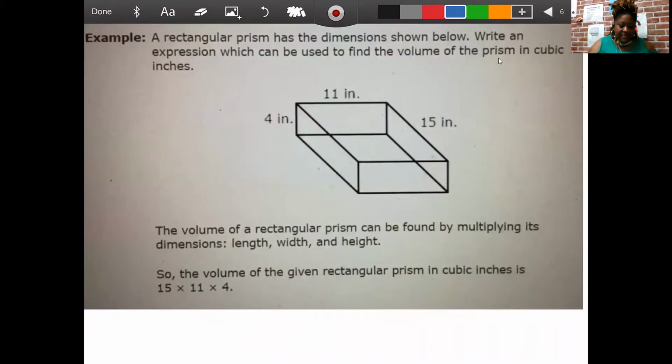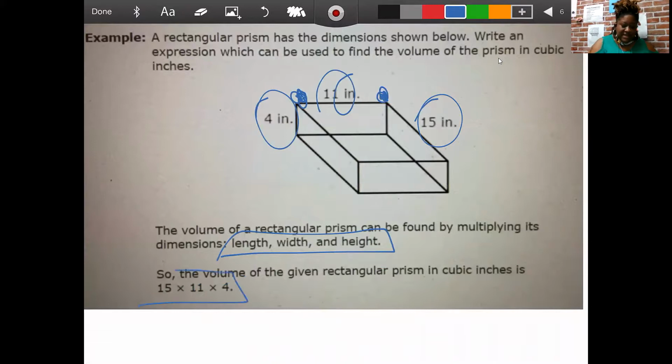Volume, I love volume, because guess what? They gave me 3 numbers. I'm gonna multiply them, and that's it. No cutting in half, no dividing. You just multiply 15 times 11 times 4, and you have your answer. So that's for volume. Look for rectangular prism and the volume of a rectangular prism.